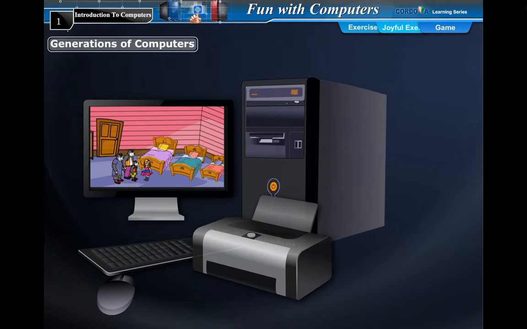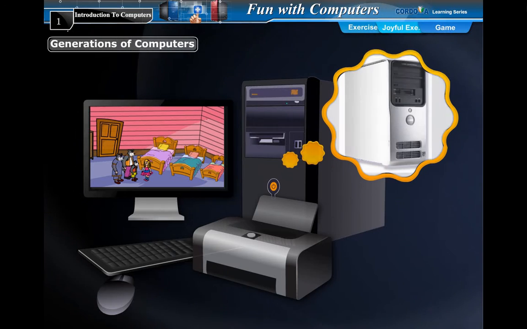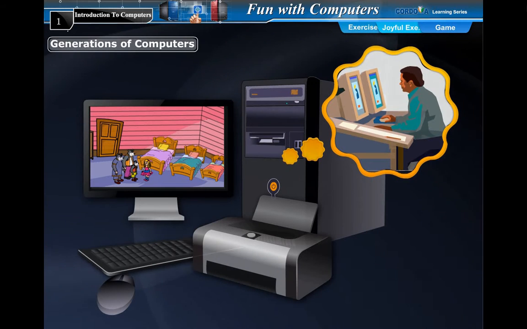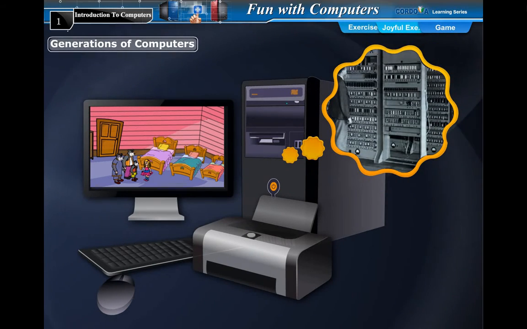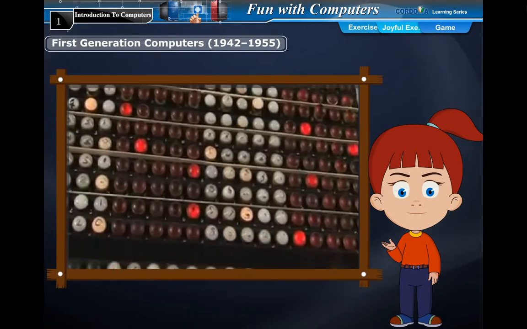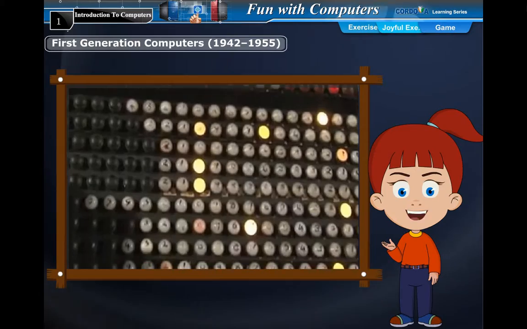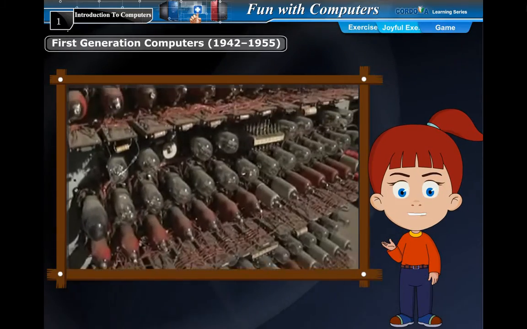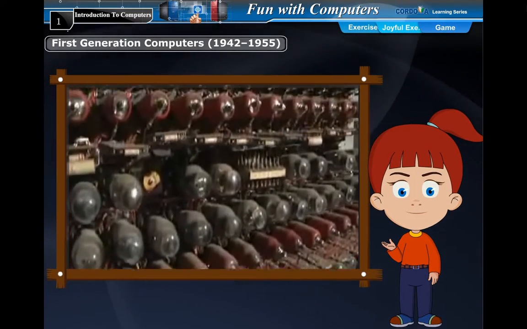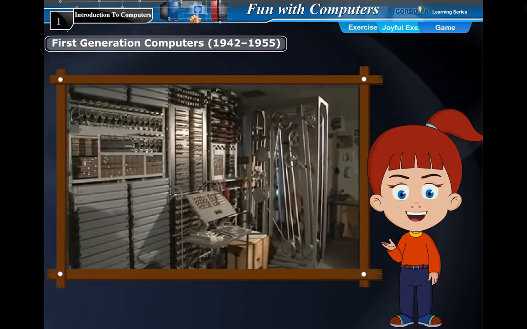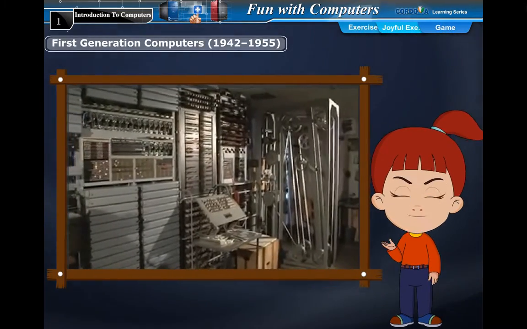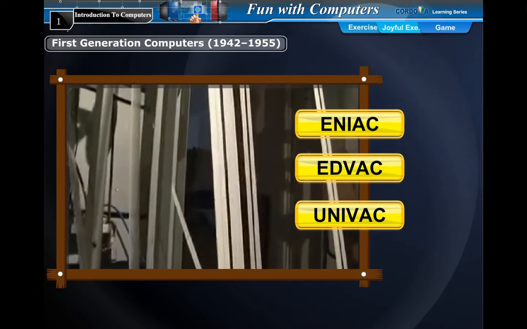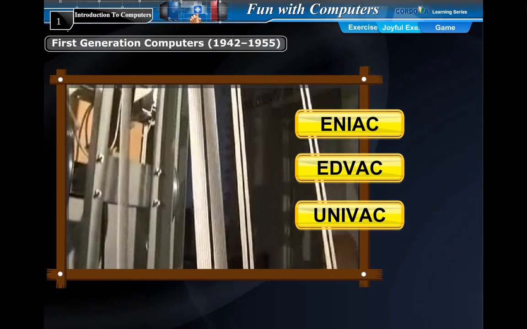Similarly, the computer also has different generations. Computers are classified into 5 generations based on the technology used, the way they work, and their size. First generation computers, 1942 to 1955. First generation computers had the following features. They used vacuum tubes. They were very expensive. They were heavy and large in size. They generated a lot of heat. Examples: ENIAC, EDVAC, UNIVAC.